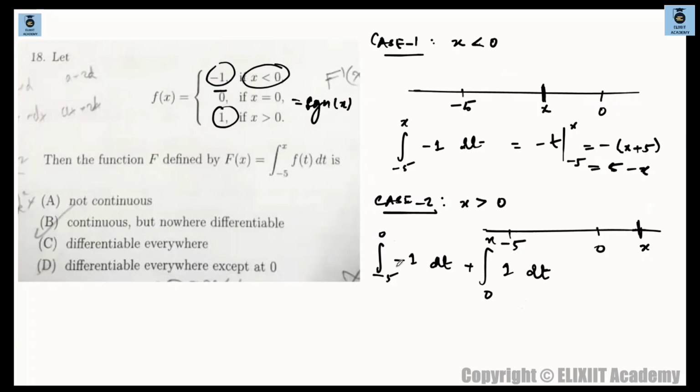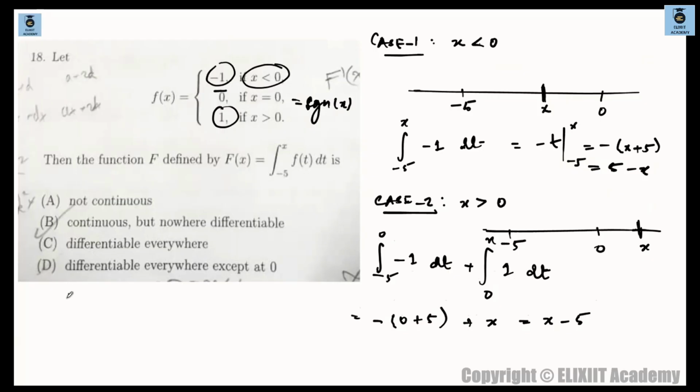So -5 to 0, -1 dt plus integration 0 to x, 1 dt. So next we solve this thing. This is directly minus of t dt, and then once you plug in the range, we will be having 0 minus of -5, so 0 plus 5. And plus this is directly dt, which means t, so 0 to x, which means directly x. So we are having x minus 5.